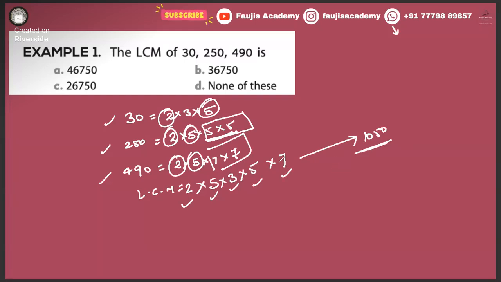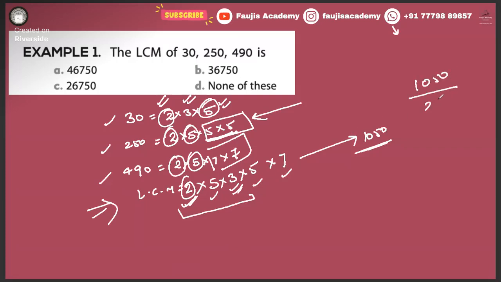Right? Now, if you compare for 30, in order to make 30, we needed to have 2, 3, and 5. It is there. Okay, fine, no worries. For 250 we needed 1, 2, and 3, 5s. But there are only two 5s here in the LCM, isn't it? So 1050 will not be divided by 250. Check. It will give you some number in decimal. 4 point something, 4.02, right? Isn't it? Yes or no?